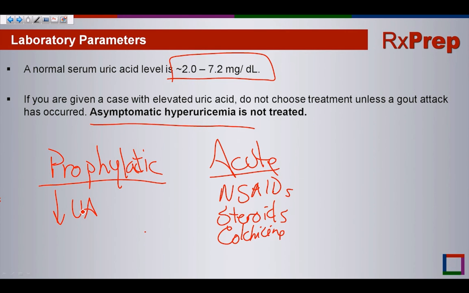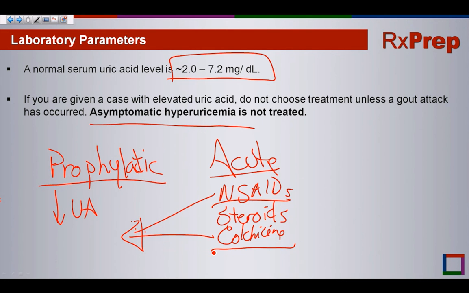uric acid. And so you sometimes will see colchicine or NSAIDs, not steroids, they're too toxic, leave them for the acute problem, used for a period at the beginning of the prophylactic agent. So typically the prophylactic agent is allopurinol, and you'll see either this or this used for months, and then it's stopped when you're no longer at risk of an acute attack.